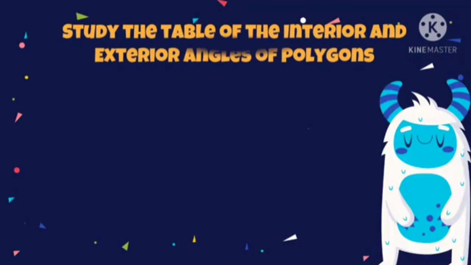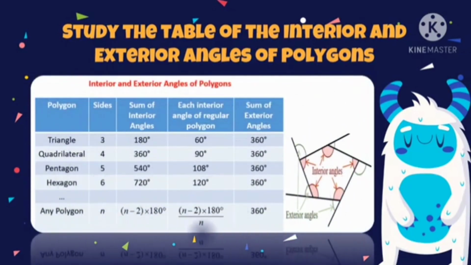So let's study the table of the interior and exterior angles of polygons. So on the first column, ito yung mga different kinds of polygon. Then on the second column, yung mga sides niya or number of sides. And on the third column, it is the sum of interior angles. And we're going to use this formula, open and close parentheses, n minus 2 times 180 degrees, where n is or represents the number of sides.